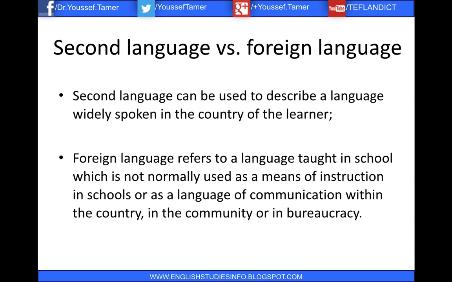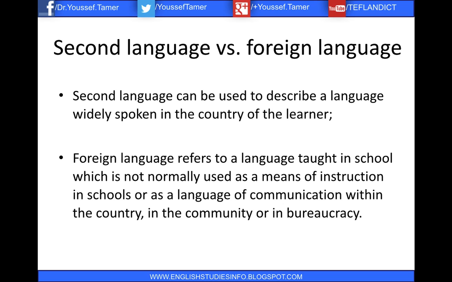Another difference between the second language and the foreign language, between French and English, is that French is widely spoken, widely used in the community, widely used in the country, or in the bureaucracy. Yes or no? But English is not. If you go to administrations, you want to have some papers or whatever, you don't use English. You can have it either in French or Arabic. Yes or no? So that's the difference between a foreign language and a second language.